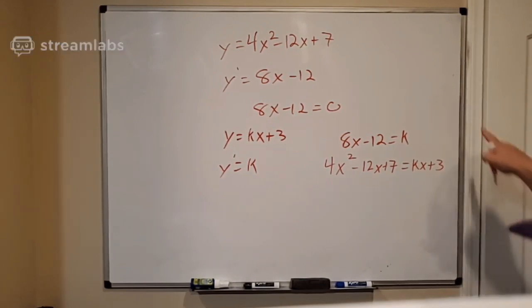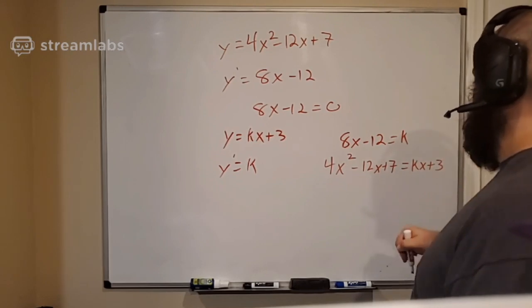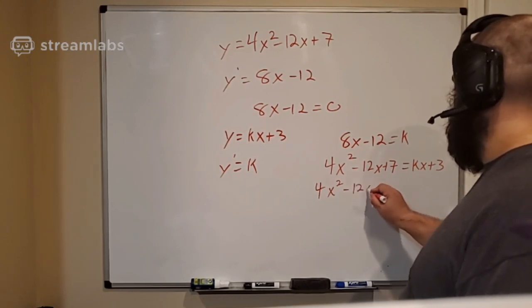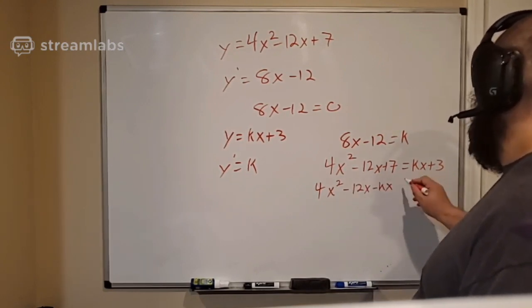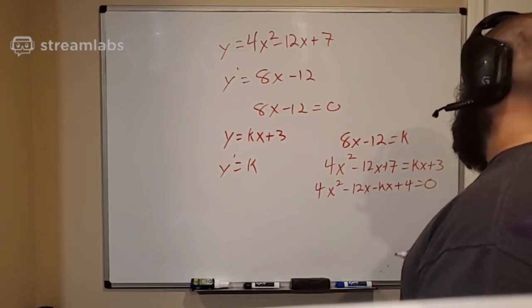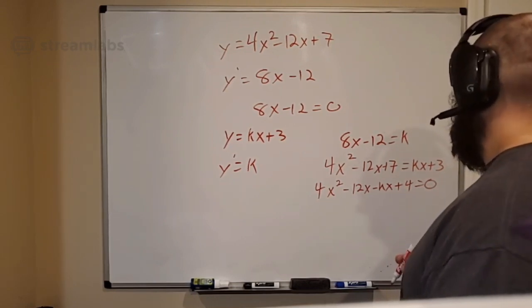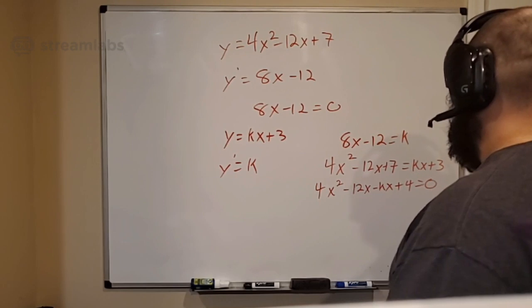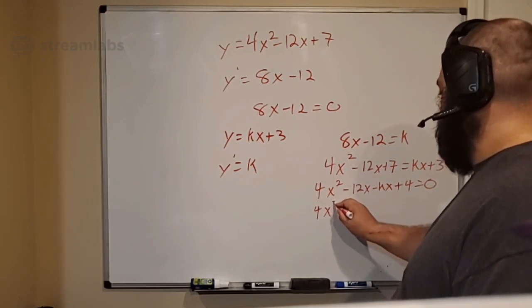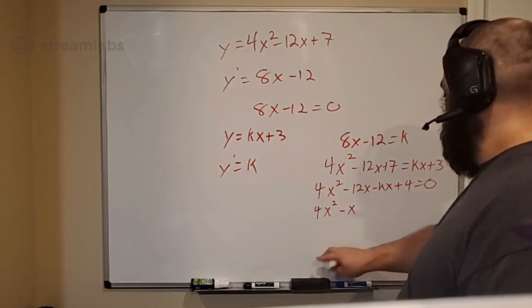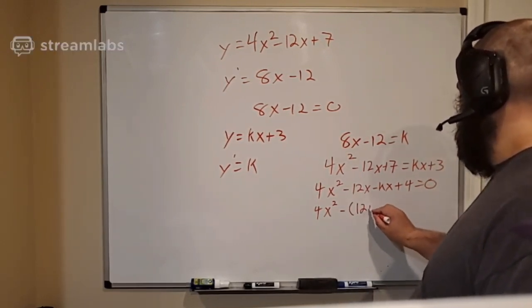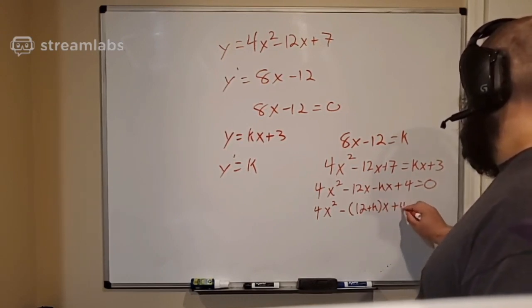So at this point, you solve this equation. Again, it's going to be just like we talked about on the previous ones. So you get minus 12x minus kx plus 4 equals 0. And then solve this using the quadratic again. You're not going to be able to factor it. So if we use the quadratic on this, you need it as 4x squared minus 12 plus kx plus 4 equals 0. And then use the quadratic on that, I think.